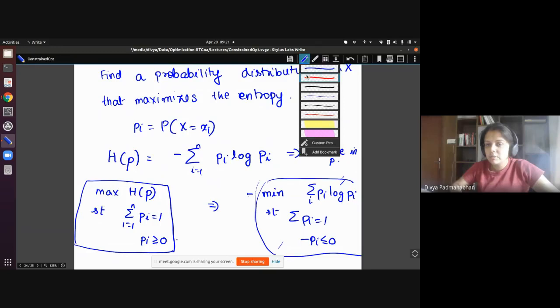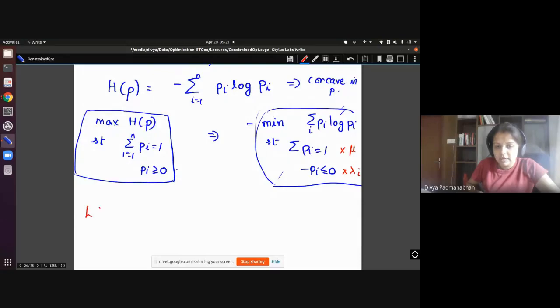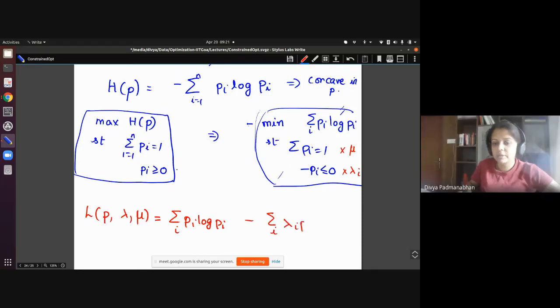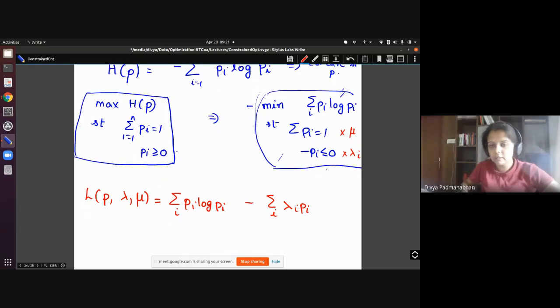Okay, so now the Lagrange multipliers here, let me call this mu. And for each i, you have a Lagrange multiplier of lambda i. So let me write the Lagrangian now. The Lagrangian is a function of p, lambda, and mu. So can you tell me what the Lagrangian is? Summation pi log pi, minus summation lambda i pi, plus mu times summation pi minus 1. It is a single equality, so you will just have mu times summation pi minus 1.